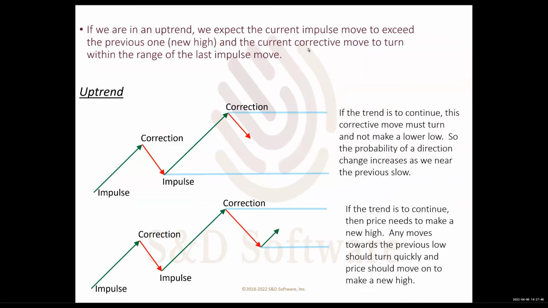Now, if we are in an uptrend, let's say, we expect impulse moves to give us new highs, but corrective moves have to give us higher lows. So that means we expect them to turn before they reach the prior low. And the closer they get to the prior low, the greater the probability that price will turn. So we can use that to help give us an idea that the probability of a turn is increasing.